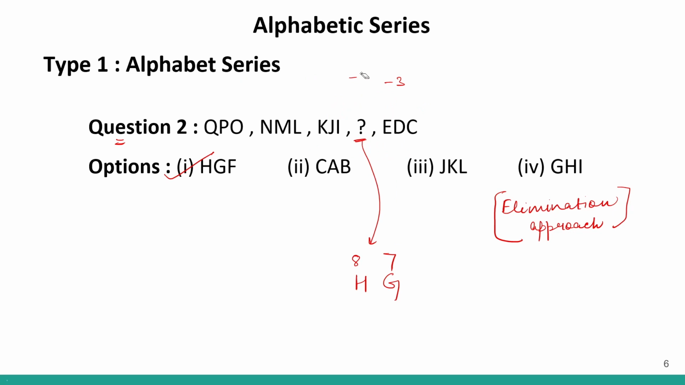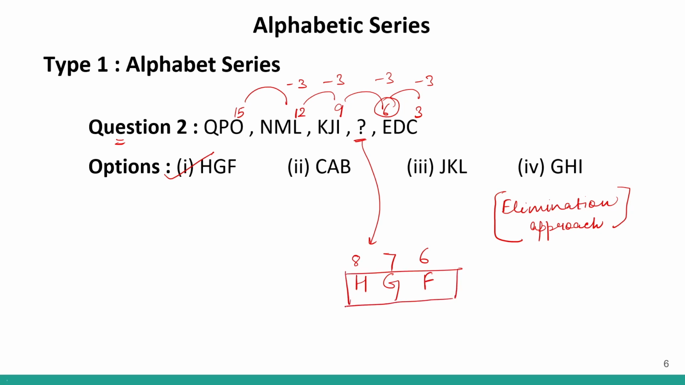So for the third letter, O is 15, correct? L is 12, I is 9 and C is 3. So this is again minus 3, and if I do minus 3 I'll get 6, and if I do minus 3 I'll get 3. So I'll get 6 over here. 6 means F.